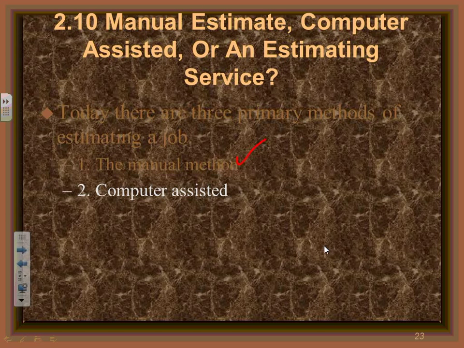Computer assisted. Computer assisted is what most of the guys do. They have software like McCormick or Accubid, and they input all this information into McCormick and Accubid, like you guys will be doing, and it will give you all the outcomes.